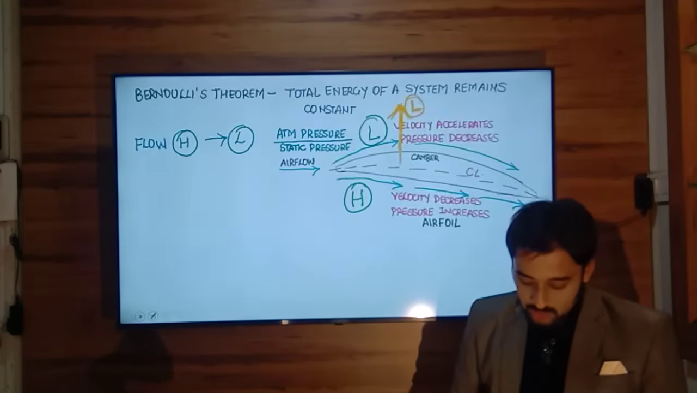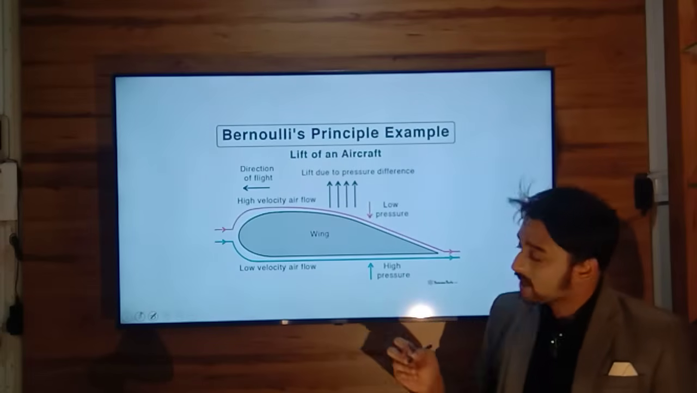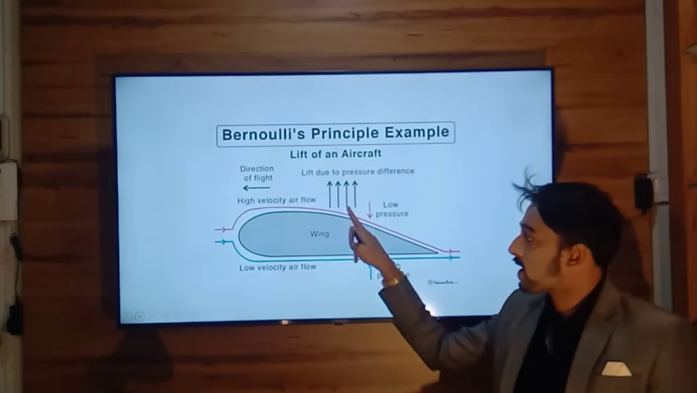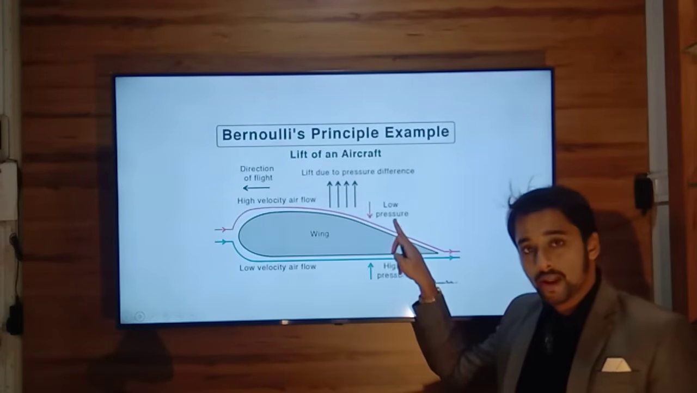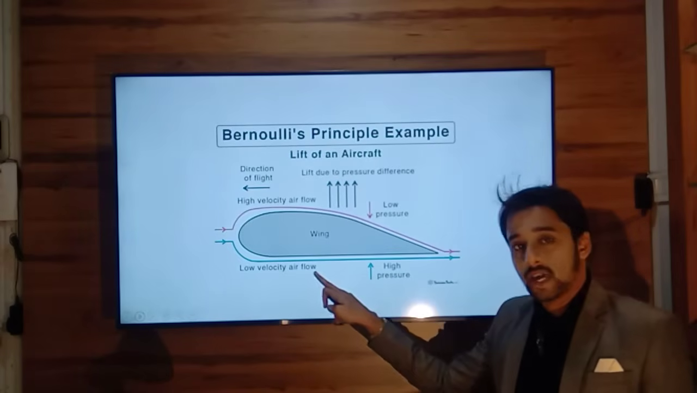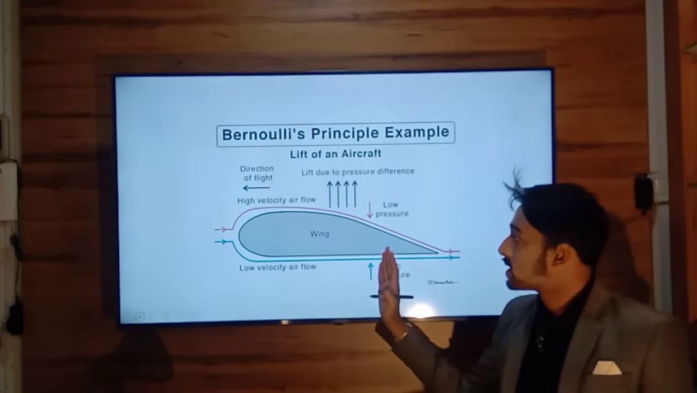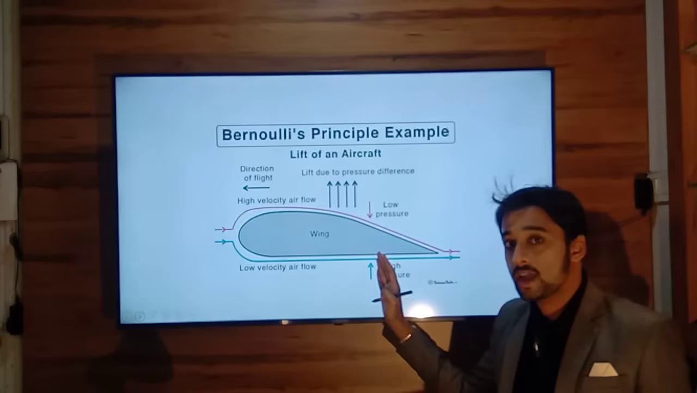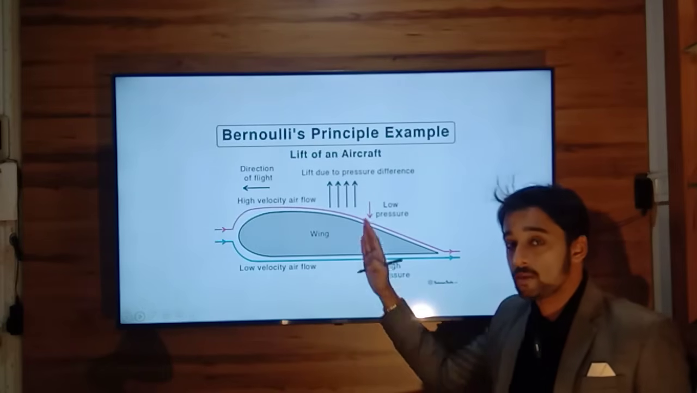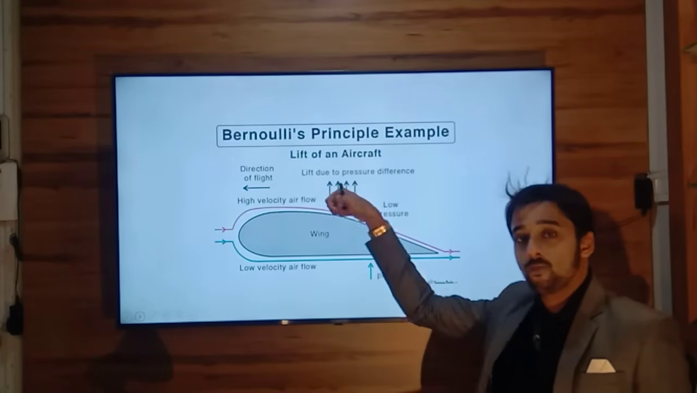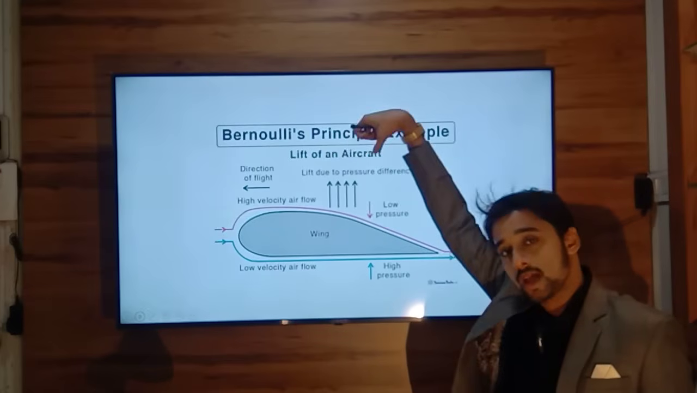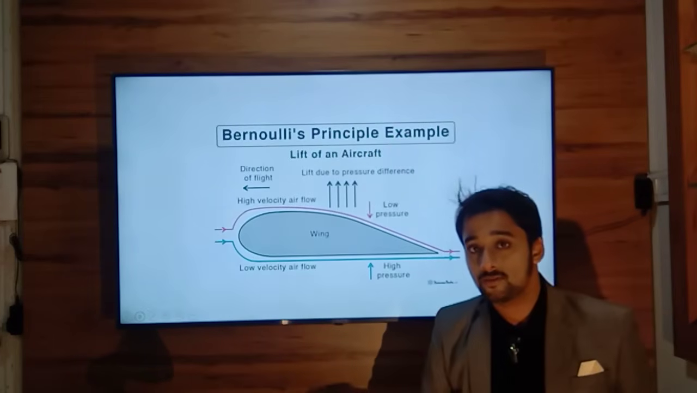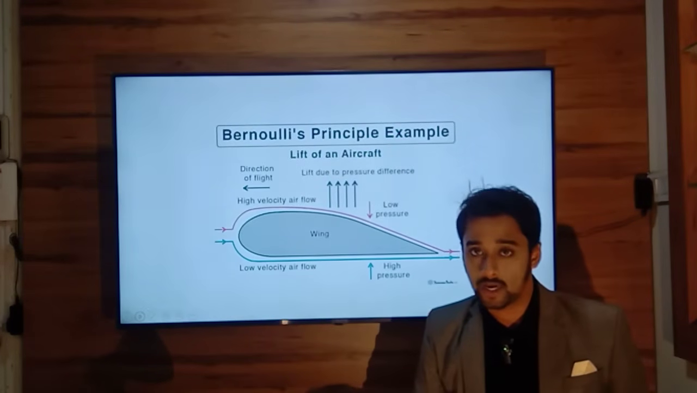Question number 2. Like you see here, high velocity of airflow and therefore low pressure, low velocity airflow, high pressure. Direction of resultant force will be upward. As a result, the wing will be pulled upward, and that upward force is the lift which sustains the aircraft in flight.